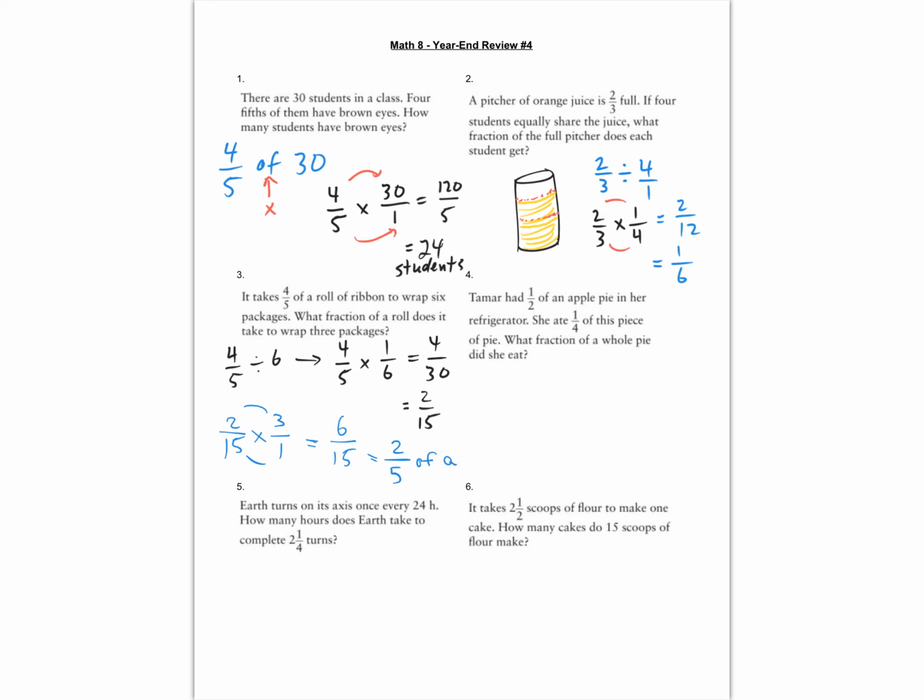Now there's another way to do it. If it takes 4/5 to do 6, we can just divide this by 2 because 3 is half of 6. So if it takes this amount for 6, we can just divide this by 2. So 4/5 divided by 2, and you're going to get the same answer.